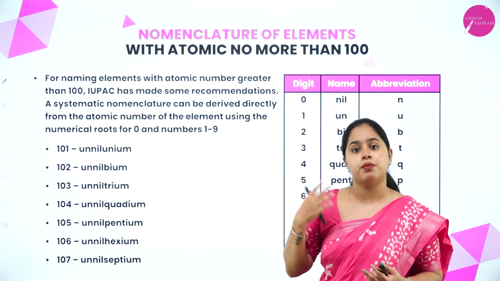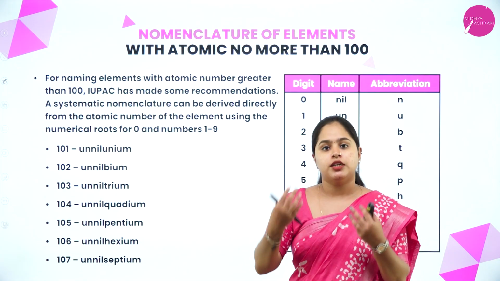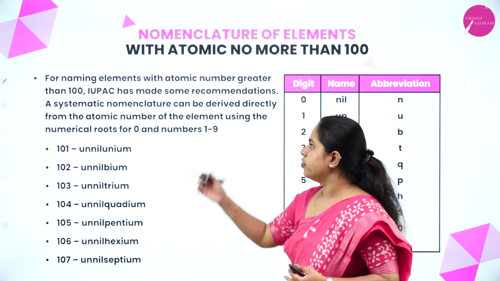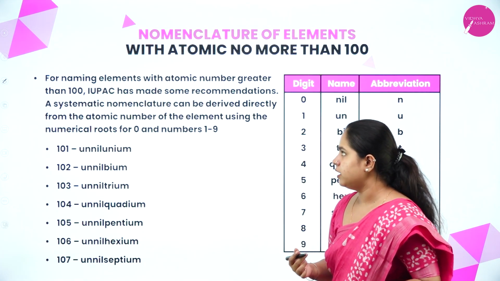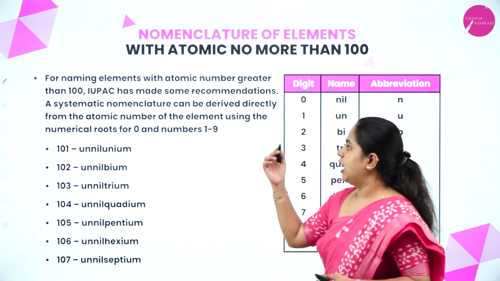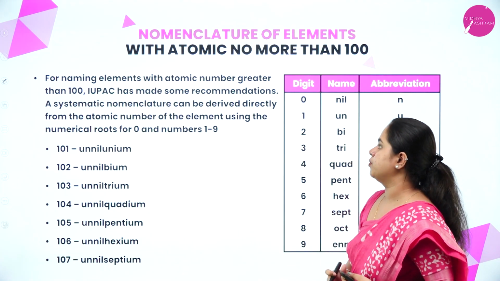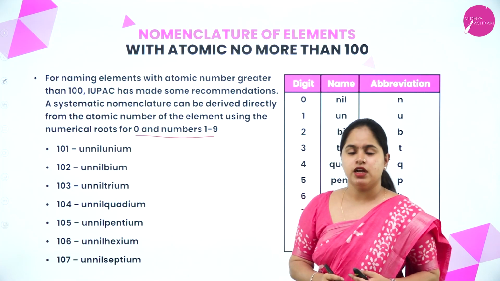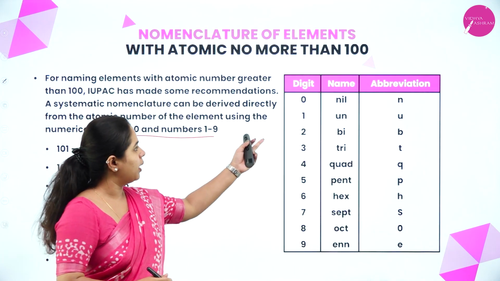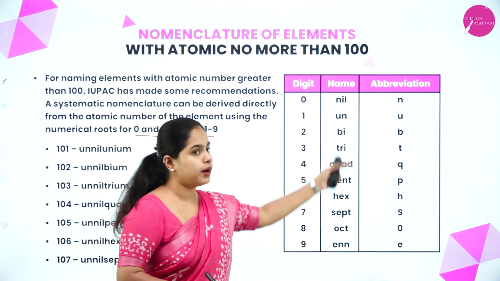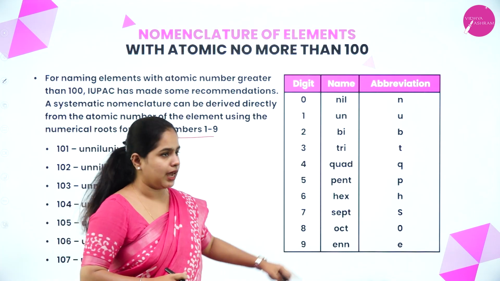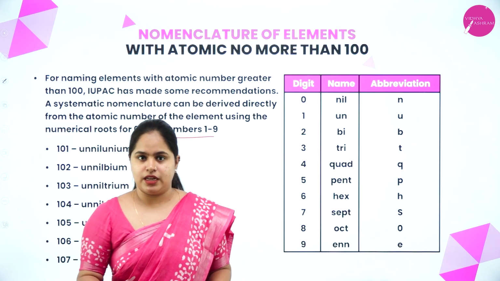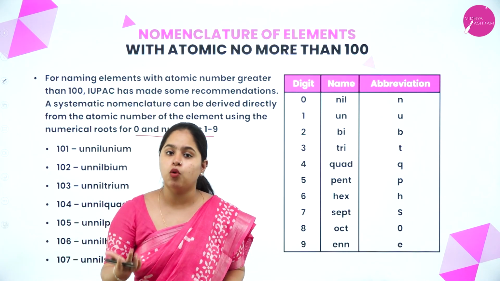So to avoid confusion about which scientist named the element, a system was adopted by IUPAC to name the elements which have atomic number more than 100. So, for naming elements with atomic number greater than 100, IUPAC has made some recommendations. A systematic nomenclature can be derived directly from the atomic number of the elements using the numerical roots for 0 and numbers from 1 to 9. So, what did IUPAC do? For the numbers from 0 to 9, they gave a particular name. Using that and the abbreviations that you can see given there, the elements having atomic number more than 100 can be named.